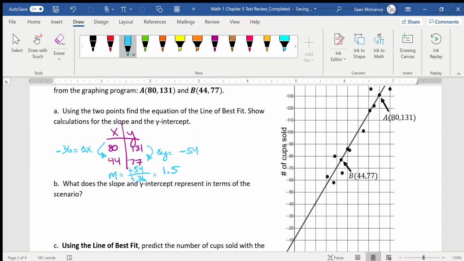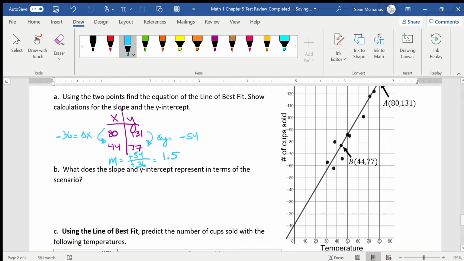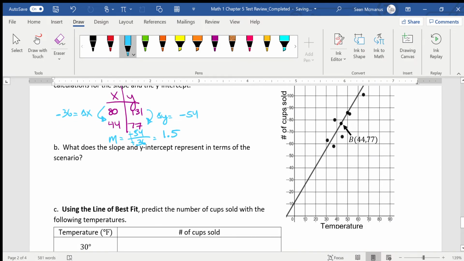So what does that mean? Show calculations for the slope and the y-intercept. Well, that's my slope. I don't really know that you need to show calculations to find the y-intercept. You could plug that slope and one of the ordered pairs into the equation and solve for b like we did on the last 2 problems. What I would do is just look right here. There's the y-intercept. So the y-intercept is 10 and the slope is 1.5.